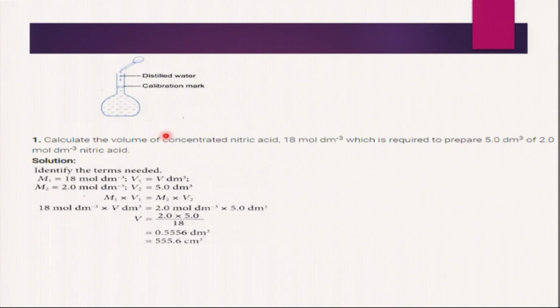Calculate the volume of the concentrated nitric acid, 18 moles per decimeter cubed, which is required to prepare 5 decimeter cubed of 2 molar nitric acid. So we are using the same method. You need to first interpret the question.